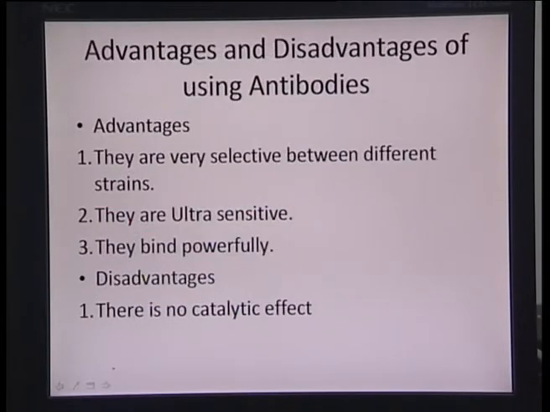There are several advantages and disadvantages of using antibodies. One of the most prominent advantages is the selectivity that these antibodies normally possess between different strains. Another very important advantage is that these antibodies are ultra sensitive to any small variation in the analyte of interest. The binding or unbinding is typically dependent on the characteristic of the particular analyte. If there is a slight variation, and also if there is a slight variation in the ambient, it can change the way the antibody forms a complex with the antigen. Although when they bind, they bind very powerfully, and that bond cannot be easily broken up.